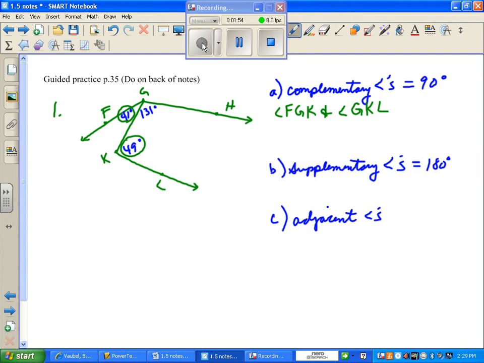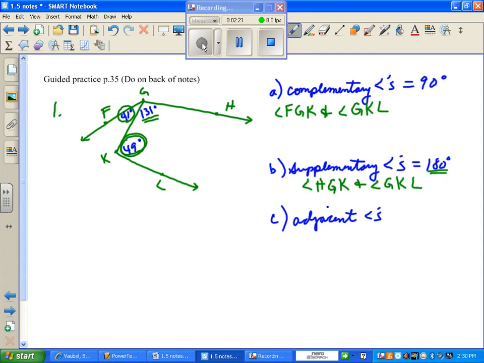Supplementary, you have angle H, G, K. That's this angle right here. That's going to be 131 degrees. And angle GKL, the 49 degree angle. Those two angles add up to 180, so they're going to be supplementary. They are not adjacent to each other.